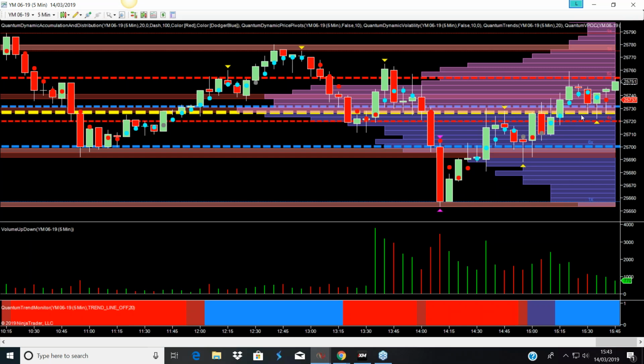be tricky. Look at some levels on the faster time frames, because at the moment this is attempting to move away from this region here, which is heavily populated with what we call transacted volume. It's where the buying and the selling just keeps going backwards and forwards, but there's not enough to push it in one way or another.